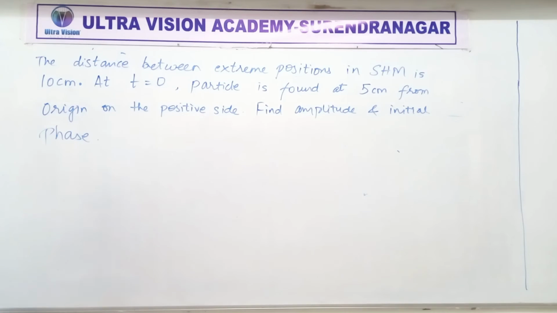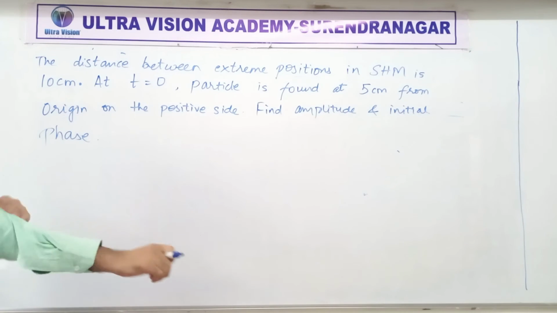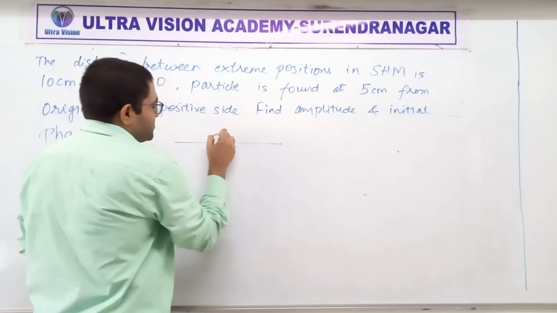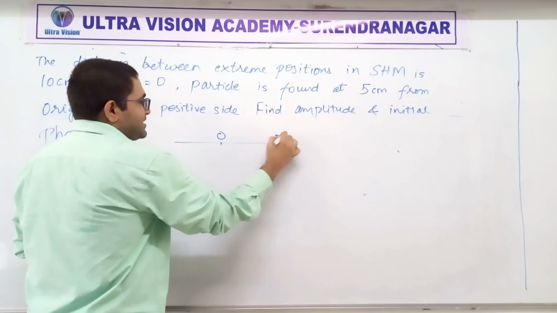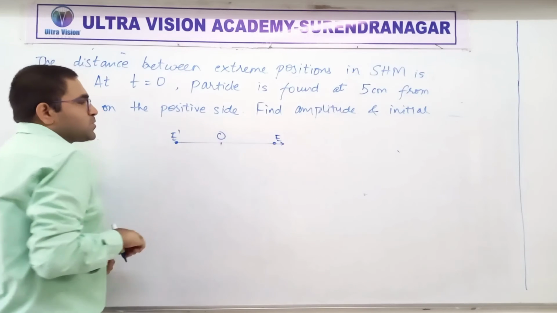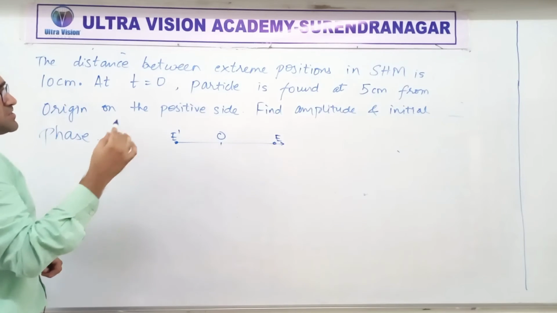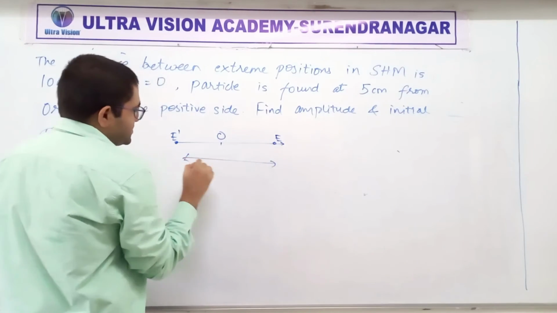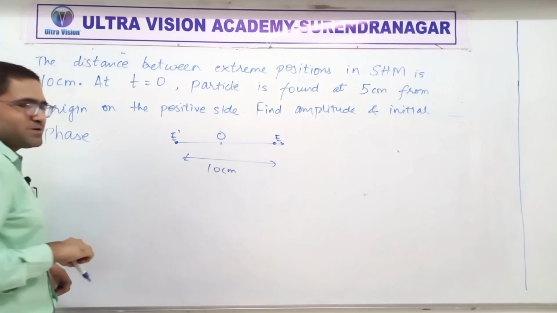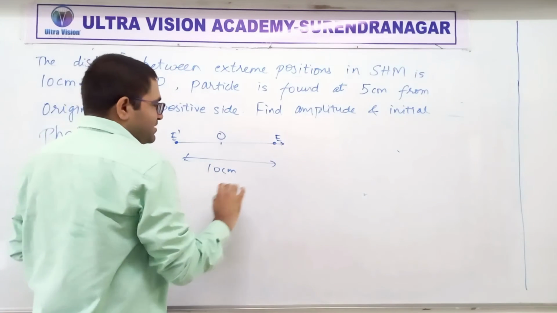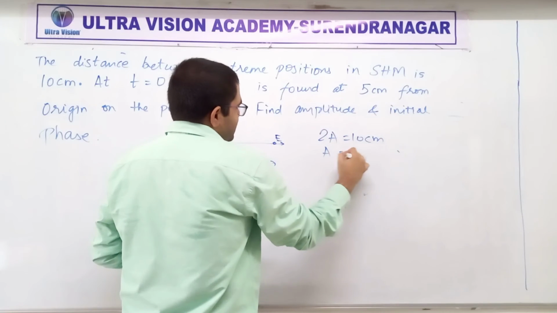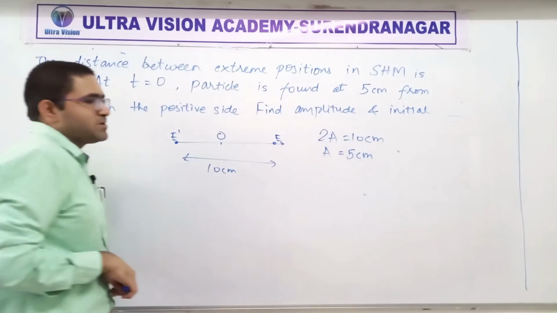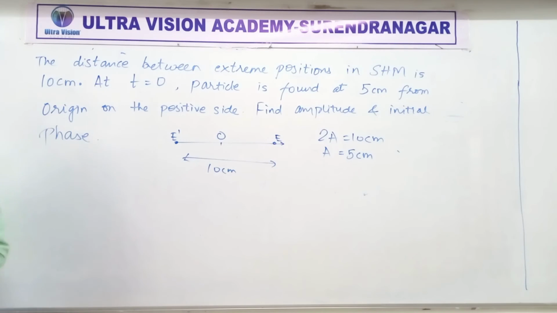I am going to put the diagram on the board that will make it absolutely clear. Suppose here is origin, and this is E and E dash. So it is given that distance between two extreme positions is 10 centimeter. Clear? So that would mean 2A is equal to 10 centimeter or A is equal to 5 centimeter. Absolutely clear? 2A equal to 10 centimeter or A is equal to 5 centimeter. Okay?